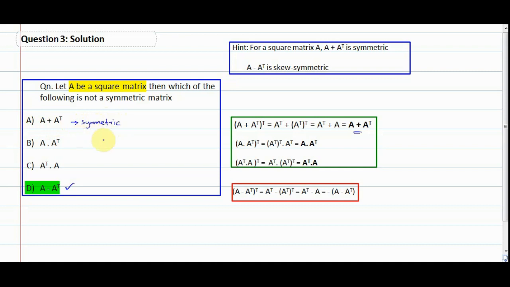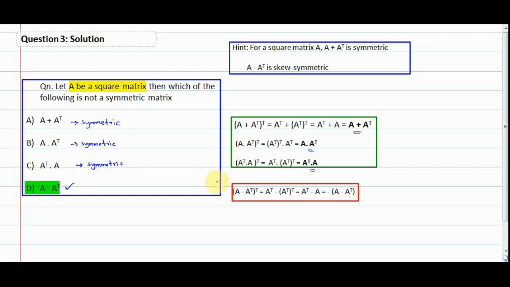Okay. Similarly, you can see that A into A transpose is symmetric. So when you take transpose of A into A transpose, what we get is A into A transpose itself. Okay. So A into A transpose is a symmetric configuration. Similarly, A transpose into A. When you take transpose of that, we are getting the same thing. We are getting A transpose into A itself. So that means A transpose into A is also a symmetric configuration. So these 3 configurations are symmetric. A into A transpose is symmetric. A transpose into A is also symmetric.